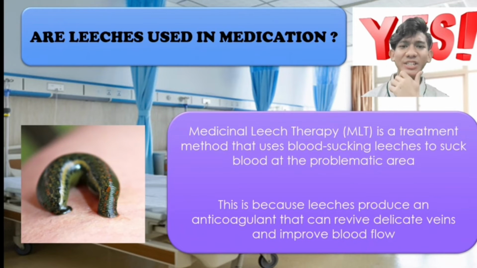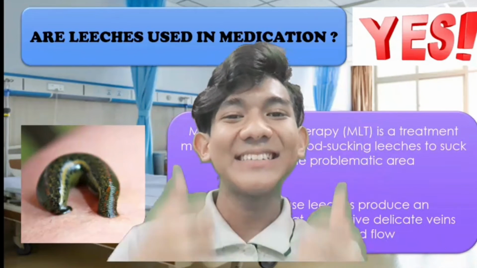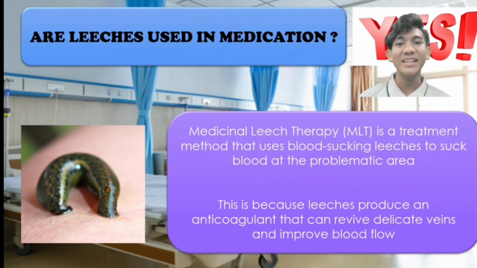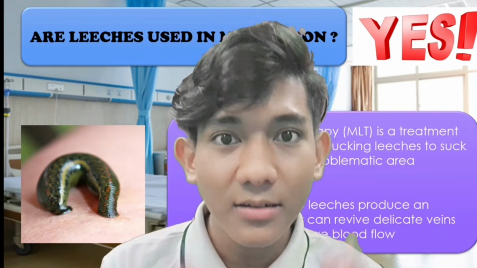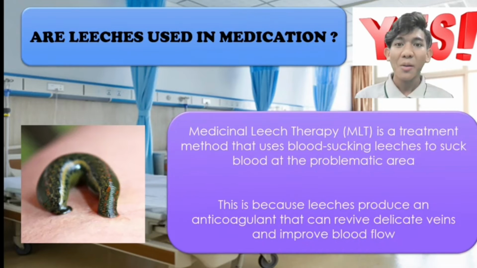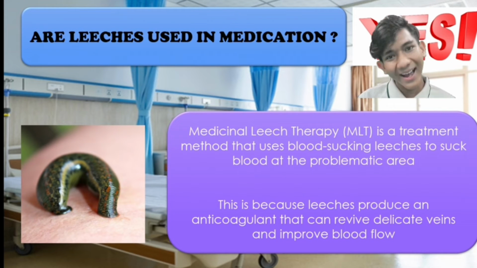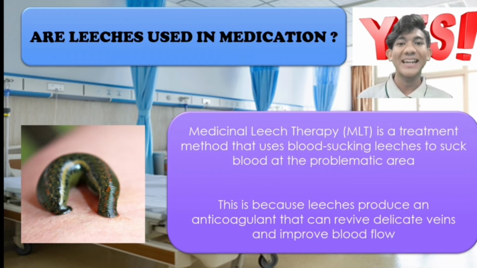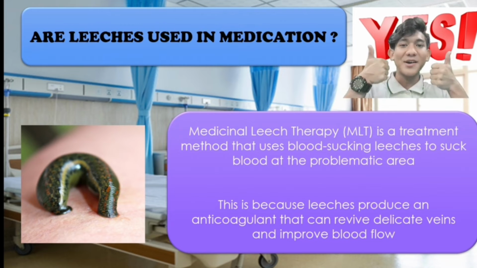So, are leeches really used in medication? The answer is yes! Leeches have been used in the medication industry for quite a while now. MLT, or medicinal leech therapy, is a treatment method where they use blood-sucking leeches. Blood-sucking leeches? Yes! Blood-sucking leeches are used to suck blood at the problematic area. But why? This is because they produce an anticoagulant that can revive delicate veins and improve our blood flow.